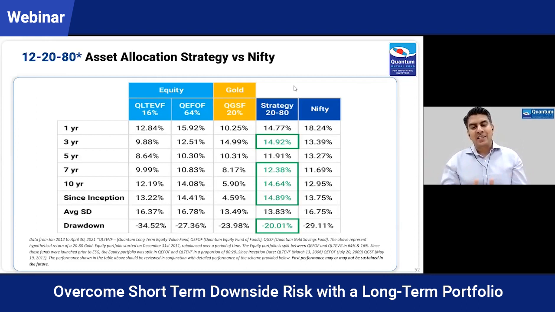But it is necessary to have an emergency corpus. It is important to have gold in your portfolio, and it is important to have a higher allocation to equities to benefit from the long-term growth story that India offers. And this kind of diversification, adjusted to your own circumstances, will help you achieve your financial goals.